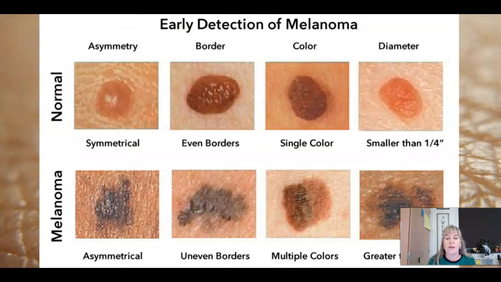So here is an actual picture. Asymmetry, you can see how asymmetrical that mole is. Border irregularity, look at the uneven borders shown there. This one has multiple colors and then a diameter greater than 6 millimeters. And I'm sorry, I'm kind of blocking that out right there.